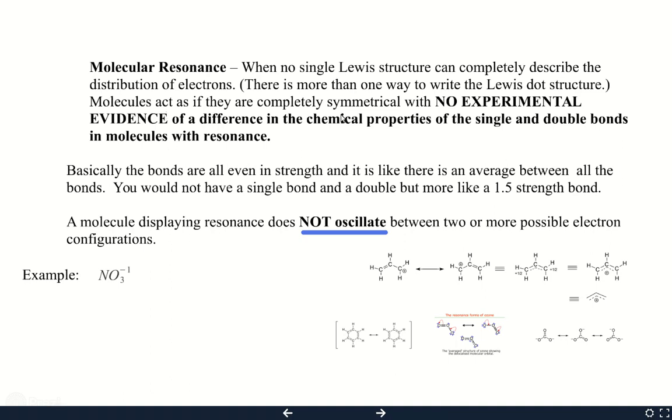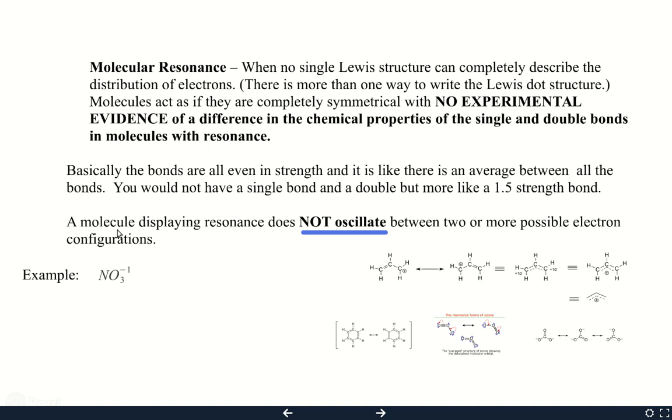Molecules act as if they are completely symmetrical, with no experimental evidence of a difference in the properties of the single and double bonds in molecules with molecular resonance. Basically, the bonds are all even in strength, and it's like there's an average between all the bonds. So you would not have a single bond and a double bond, but more like a 1.5 strength bond, an average. A molecule displaying molecular resonance.